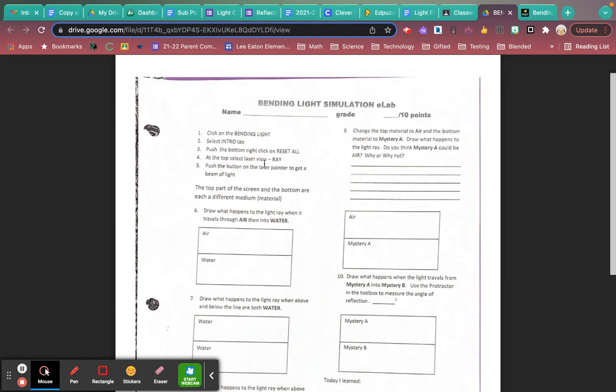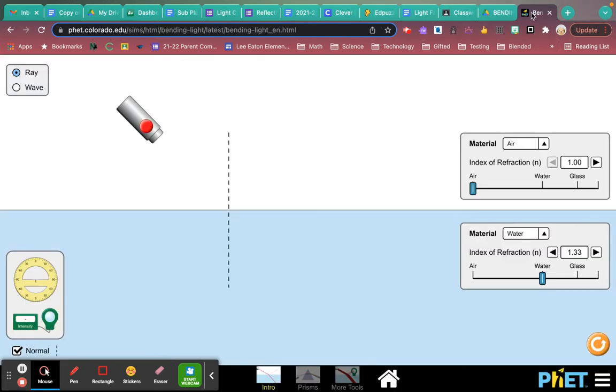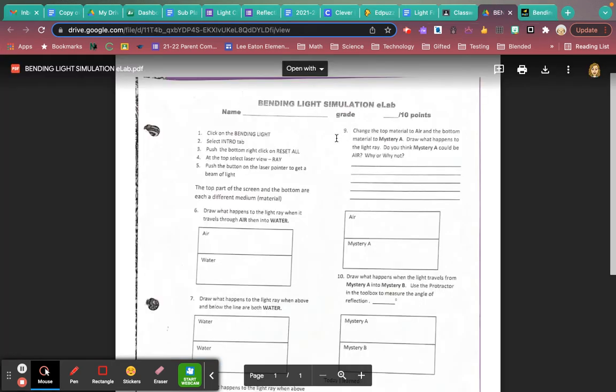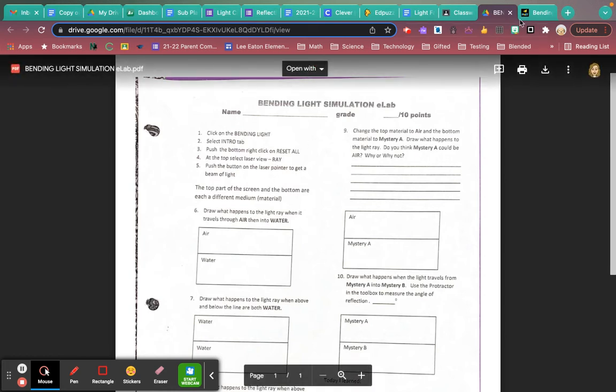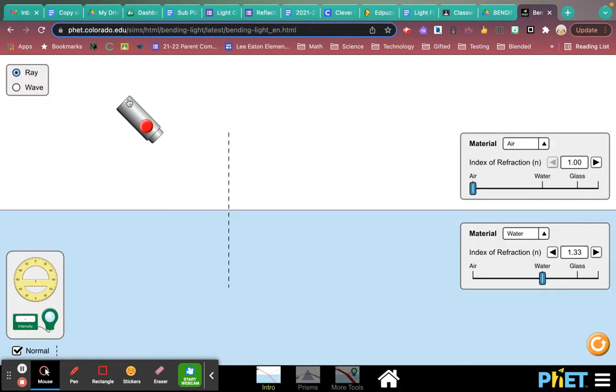At the top, select laser view ray. It should already be done for you, but double check that it's a ray. Push the button on the laser pointer to get a beam of light. I don't want you moving the laser pointer. It just wants you to press the button. When you press the button, you see that the red laser goes down, and then what happens to it when it goes from air to water? Right, it bends or refracts.